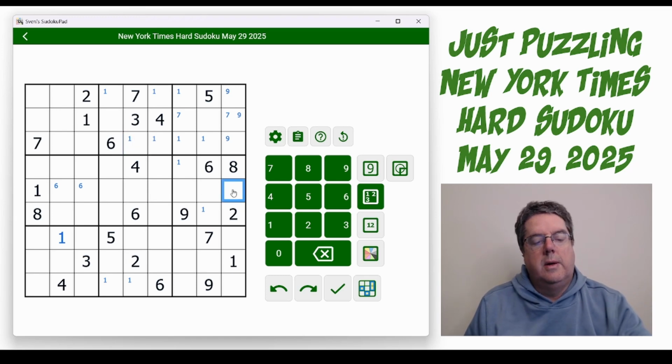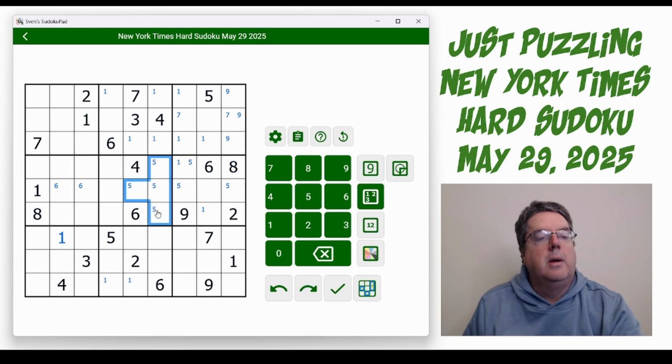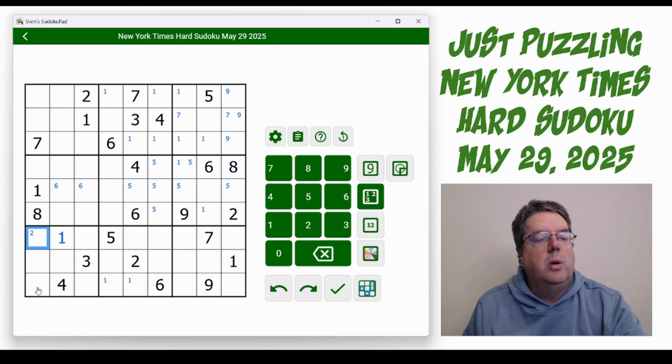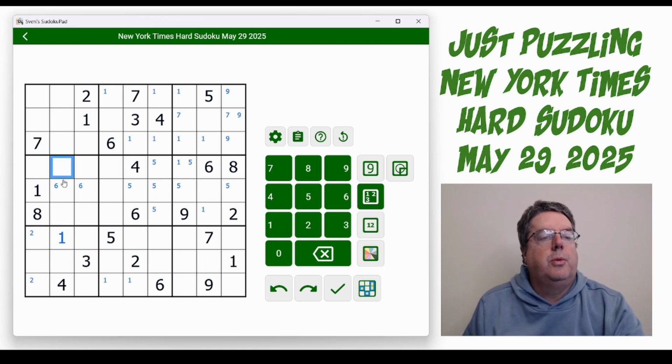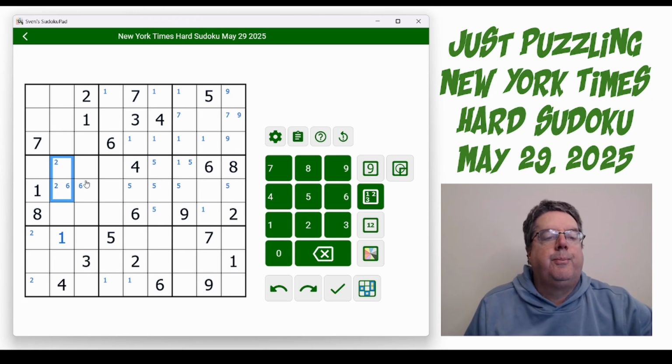So 5 can be here, here, or here, meaning 5 can be basically there. Not really helping me. I'm sort of a bit chaotic at the moment, aren't I? So 2 can't be there because of that 2. Can't be in these two, can't be that 2. So 2 is one of these two, which leads me to believe 2 is one of these two here. Okay.